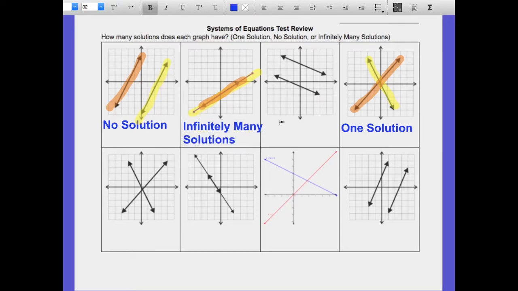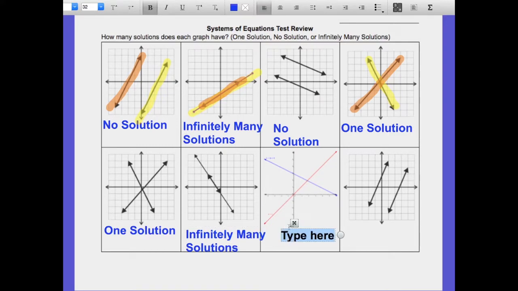All right, look at the other one similarly. So these are, again, parallel, so this one is no solution. And then we should be able to identify these simply by looking at them. One solution, infinitely many. This one, these red and blue lines, they cross once, so one solution. And then again, we have parallel lines, so no solution.